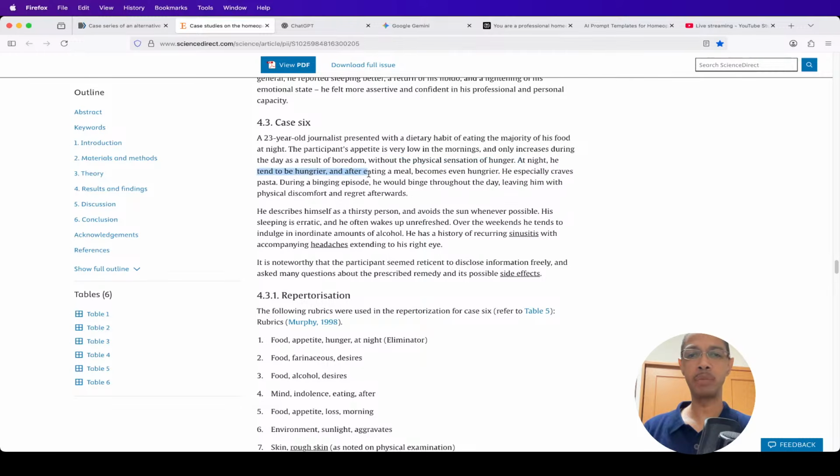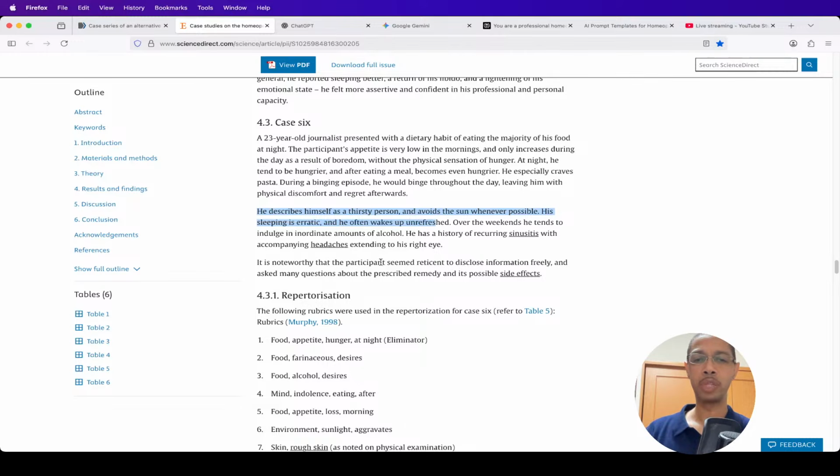At night, he tends to be hungrier. He describes himself as a thirsty person, avoids the sun whenever possible. His sleeping is erratic. He often wakes up unrefreshed. Over the weekends, he tends to indulge in inordinate amounts of alcohol. He has a history of recurring sinusitis with accompanying headaches extending to his right eye.